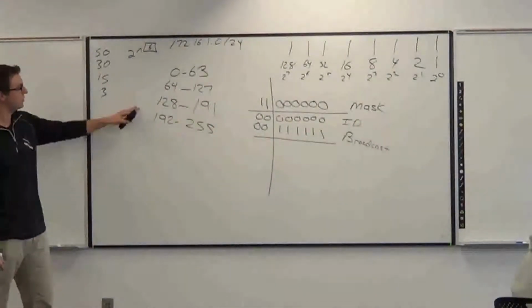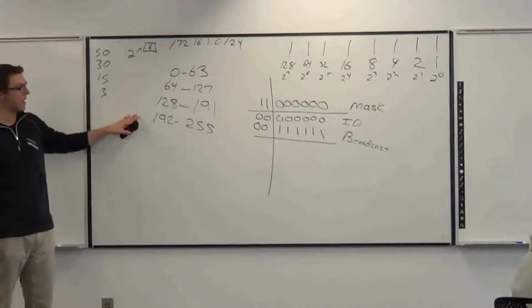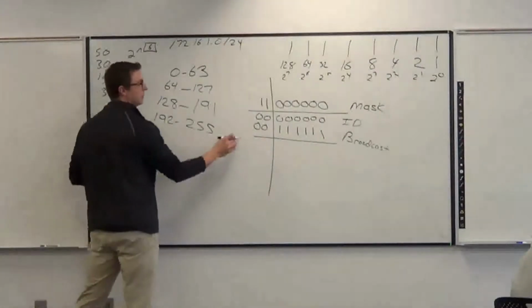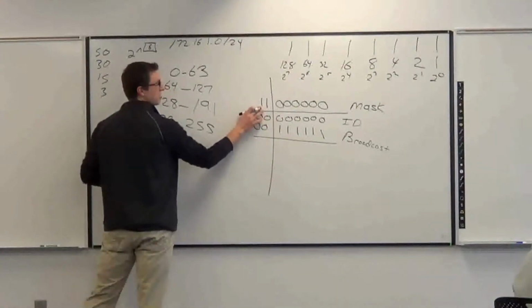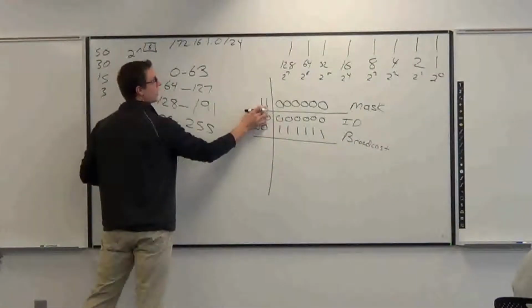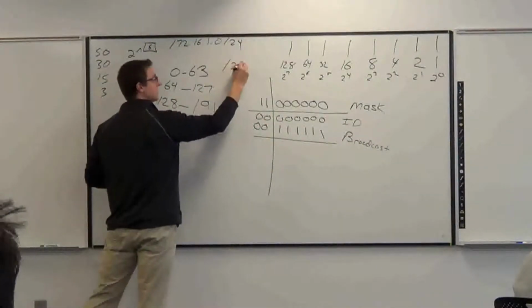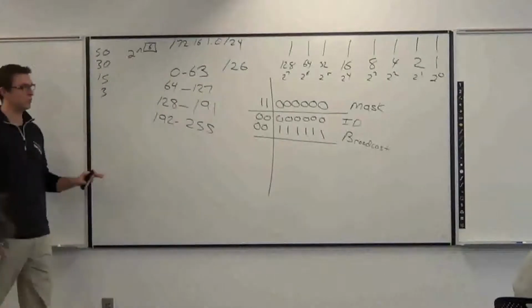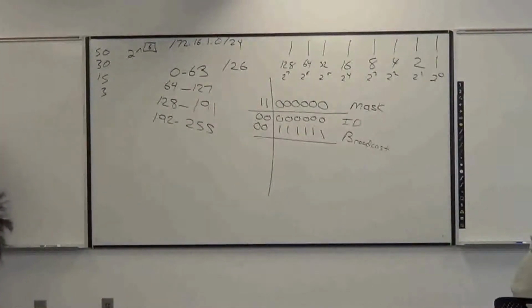Okay. All of these ranges are going to have the subnet mask of a /26, which is the same as 255.255.255.192. Questions here so far? Okay. So now my question is, how many devices or hosts can each one of these networks have?